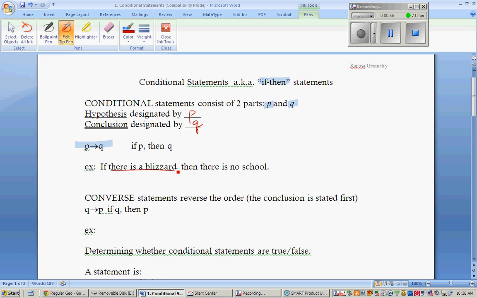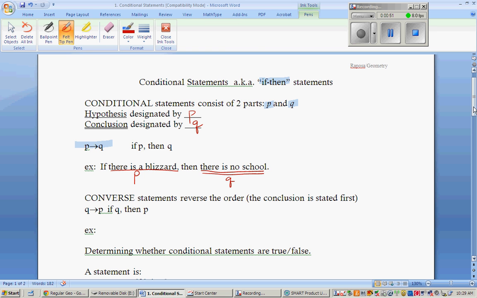An example would be, if there is a blizzard, then there is no school. There is a blizzard is the hypothesis. There is no school is the conclusion. And we can denote these by underlining the hypothesis once and double underlining the conclusion.